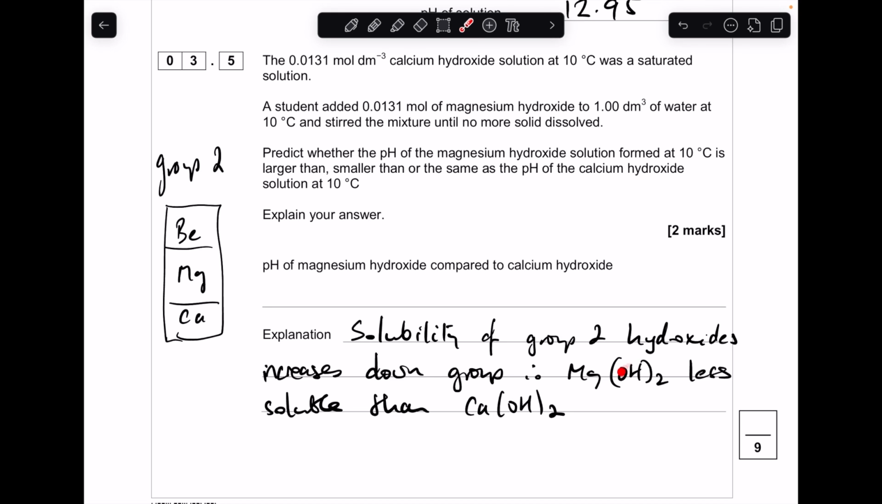That means that the hydroxide ion concentration in a solution of magnesium hydroxide is going to be lower than that for calcium hydroxide, and therefore its pH will be lower as well. It'll be less alkaline.